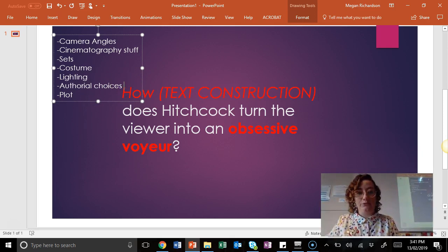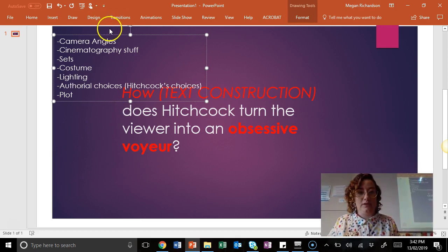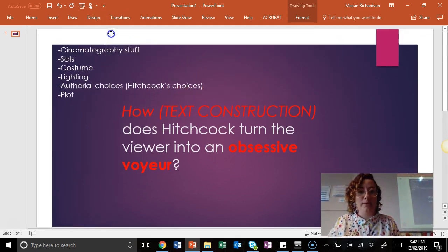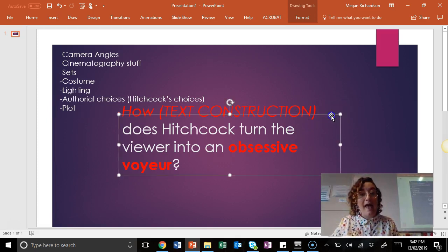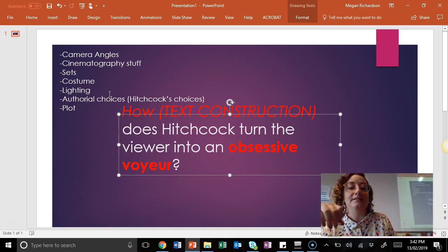I'll write next to authorial choices, Hitchcock's choices. That should hopefully prompt your memory. Okay, so we've got to talk about how. So we have to address this kind of stuff. How does Hitchcock turn the viewer into an obsessive voyeur?